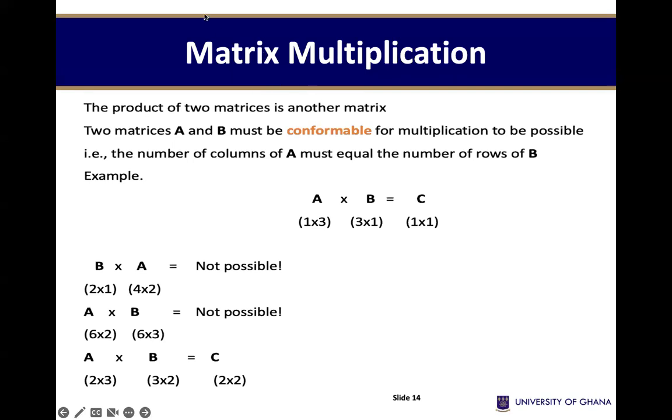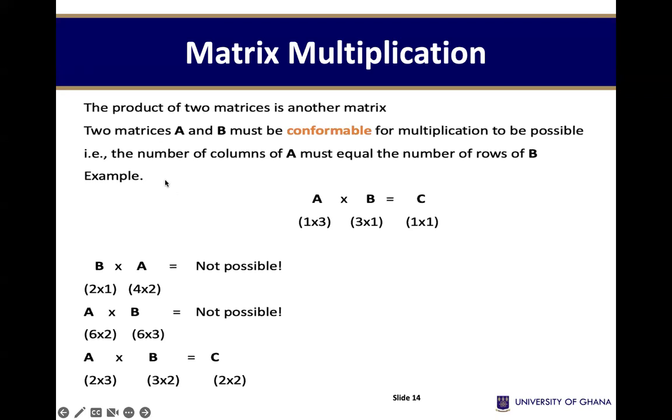Okay, let's continue. Now, for matrix multiplication, it's not the same way we do matrix addition, where the dimensions should be the same. For matrix multiplication, the main thing is that we need to follow a rule, and that rule is that the inner dimensions must agree. And what does it mean to say the inner dimensions agree? All we are saying is this.